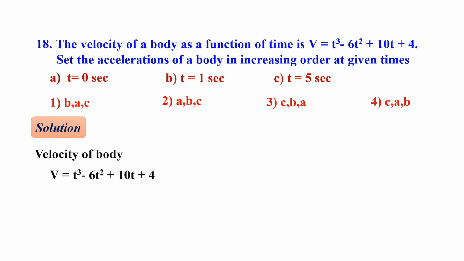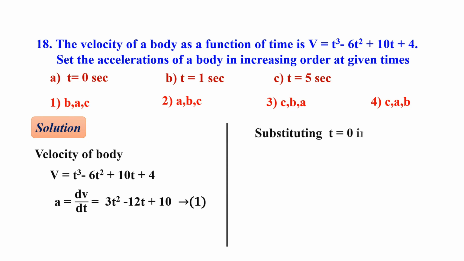Velocity of the body v is given as t cube minus 6t square plus 10t plus 4. So acceleration is equal to dv by dt. We are differentiating this. T cube gives 3t square, 6t square gives 6 into 2t, 6 2s are 12t, plus 10, constant 0. Consider this as equation number 1. Next, substituting t is equal to 0 in equation 1, the t square and t terms are all zeros. So the a value we are getting is 10 meter per second square.